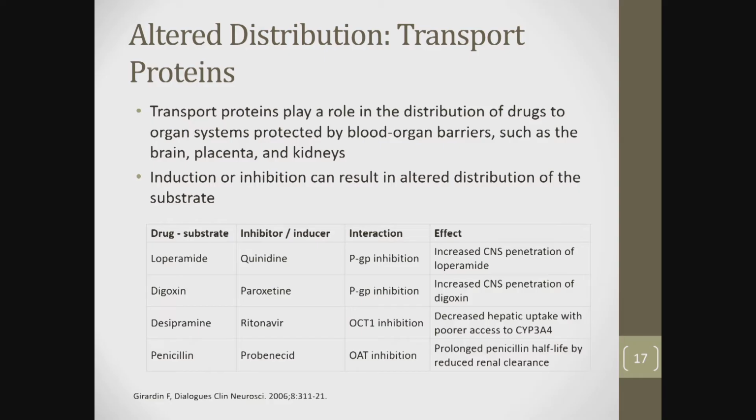So in the first example we have here, loperamide, an antidiarrheal medication, can cause CNS side effects. It's generally protected from getting into the CNS space by transport proteins such as, again, P-glycoprotein or PGP. But when you add an inhibitor like quinidine, that increases the CNS penetration of loperamide and puts patients at risk for CNS-associated side effects. Same as our example with digoxin, again, this time with paroxetine as the inhibitor, which can increase the CNS penetration of digoxin.